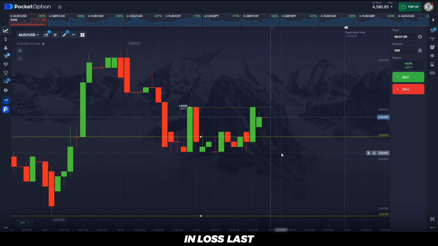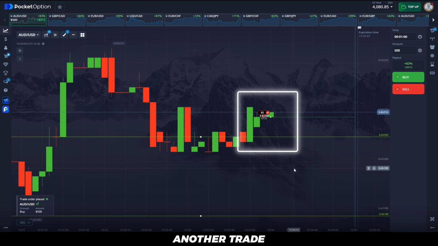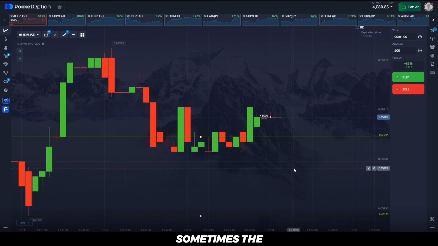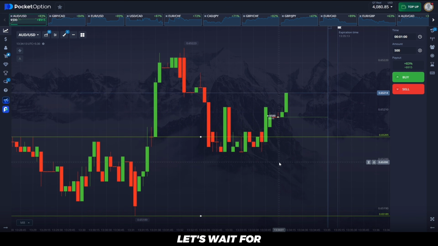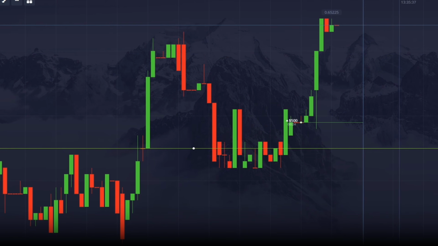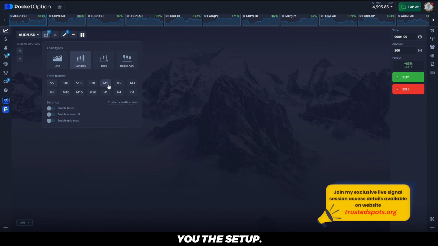Right now we are running in loss, and in the last second we closed in loss, but I will take another trade because sometimes the price can take more time to reverse, but I know that price will reverse. This is a clear indication. Let's wait for the result now. We have booked profit. Let me explain the setup.